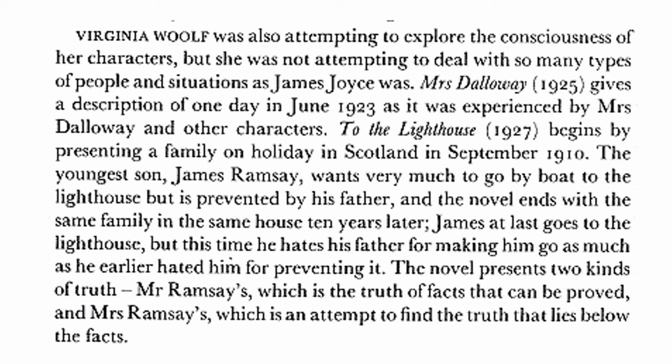Dalloway and other characters. To the Lighthouse, 1927, begins by presenting a family on holiday in Scotland in September 1910. The youngest son, James Ramsay, wants very much to go by boat to the lighthouse, but is prevented by his father, and the novel ends with the same family in the same house 10 years later. James at last goes to the lighthouse, but this time he hates his father for making him go, as much as he earlier hated him for preventing it.